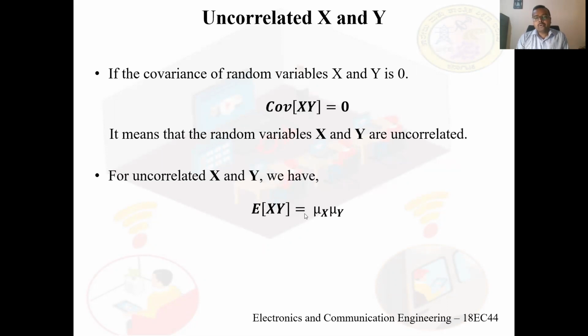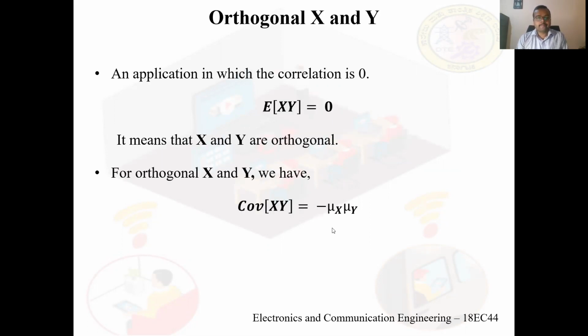E[XY] is equal to mu x mu y for uncorrelated random variables x and y. Now, when you say that the random variables x and y are orthogonal, it means the expectation of x and y is 0, right? Where E[XY] is equal to 0, we call it orthogonal.